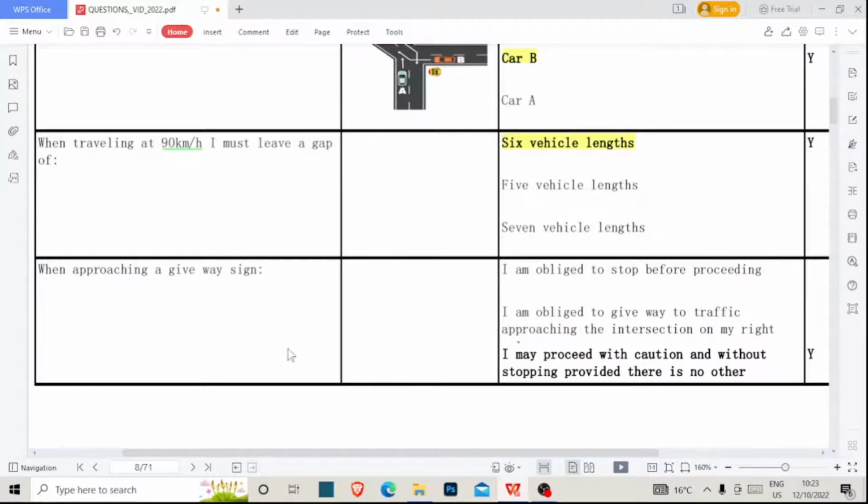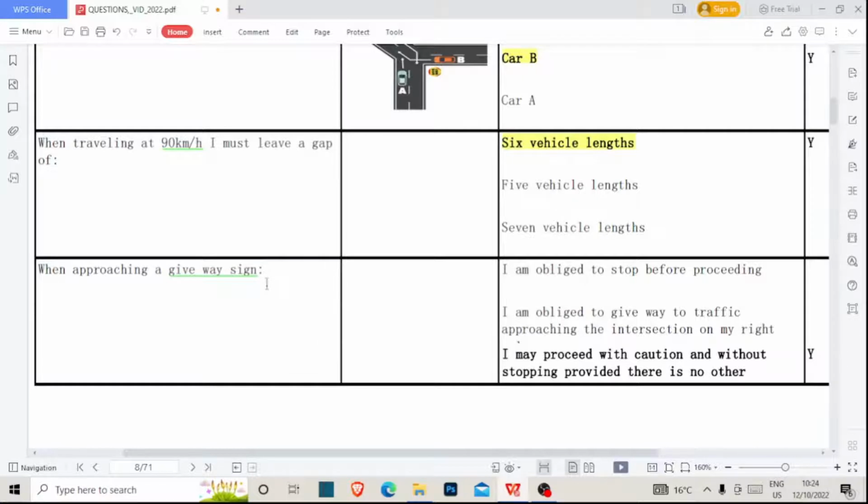Now moving on to the next one. When approaching a giveaway sign, option A, I am obliged to stop before proceeding. Well, this one is incorrect. Why? Because this is a giveaway sign. Giveaway sign, so that's our key phrase here. Let's underline that.